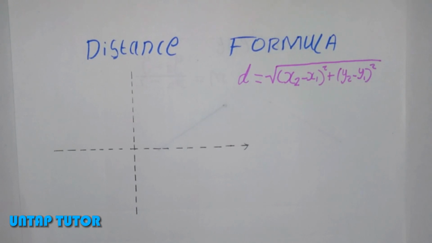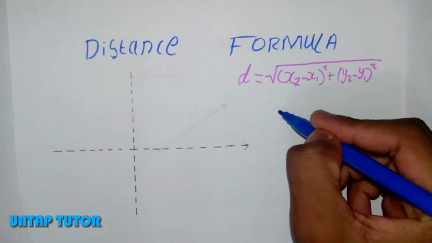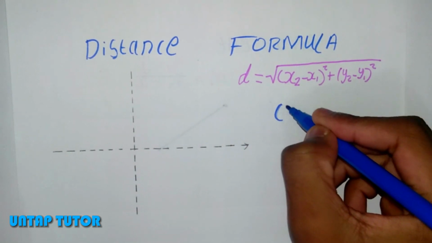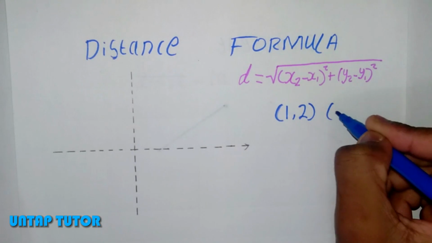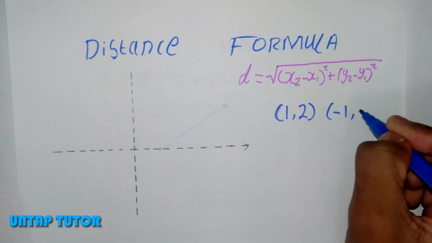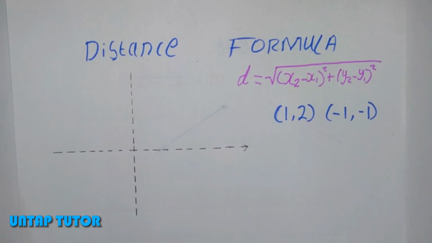This is the distance formula. It is used to find the distance between 2 points in a plane. So given 2 points, (1, 2) and (-1, -1), they will ask us the question: find the distance between these 2 points. This is how we use the distance formula to find this distance.